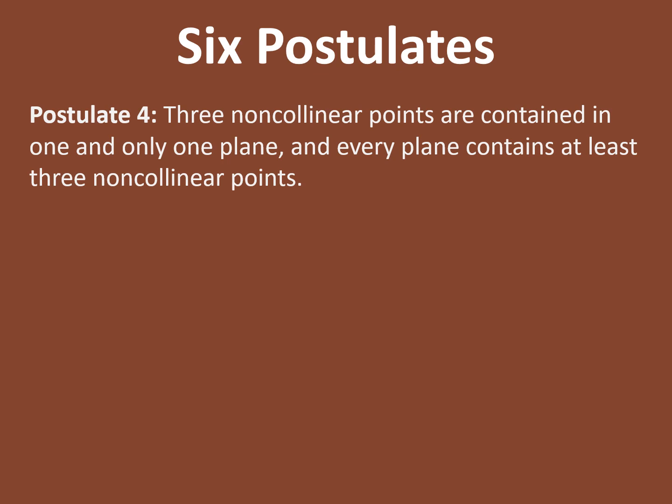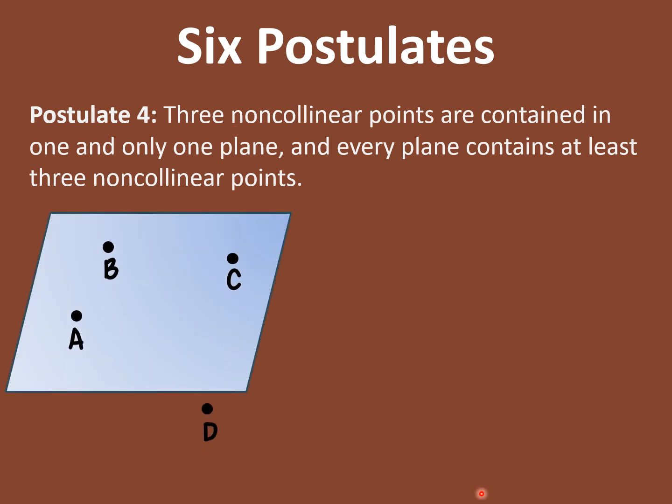Postulate 4 says, 3 non-collinear points are contained in one and only one plane, and every plane contains at least 3 non-collinear points. All right, so let's talk about what that means. The first part says, 3 non-collinear points are contained in one and only one plane. All right, so what that tells us is that this is a unique and distinct plane that contains these 3 points, and there's no other plane that's exactly like this one. Just like with the line, this is a unique plane.